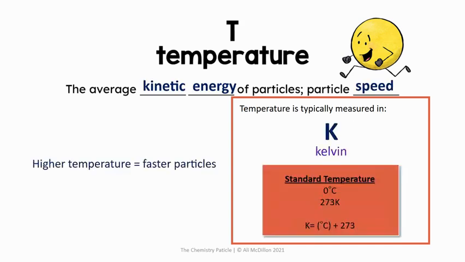Our next variable is temperature. Temperature is represented by the letter T. It is the average kinetic energy of particles, particle speed. The higher the temperature, the faster the particle.